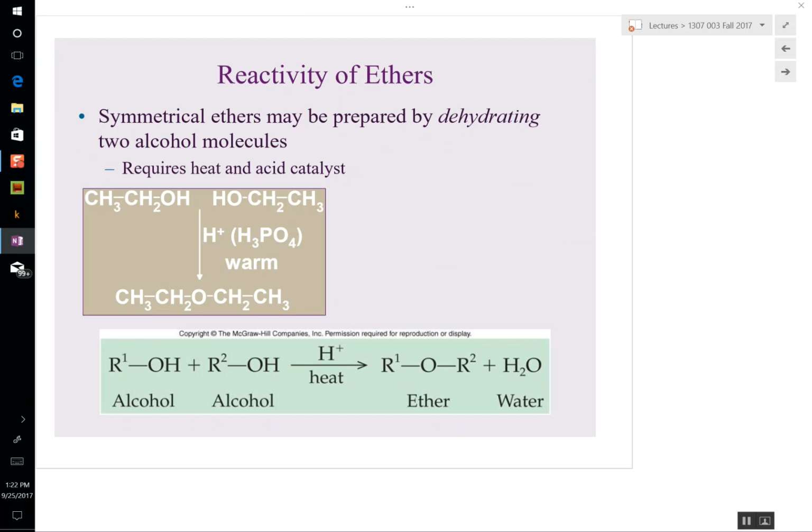Here they're making a symmetrical ether. What do they mean? Both sides of the oxygen have the same thing. Symmetrical. So here you would have diethyl. Ethyl and ethyl, diethyl ether.